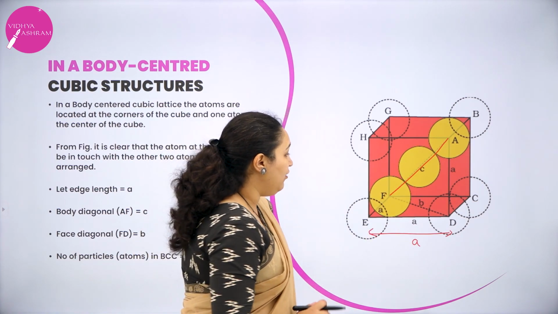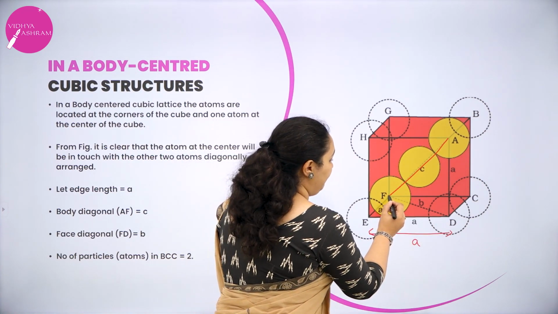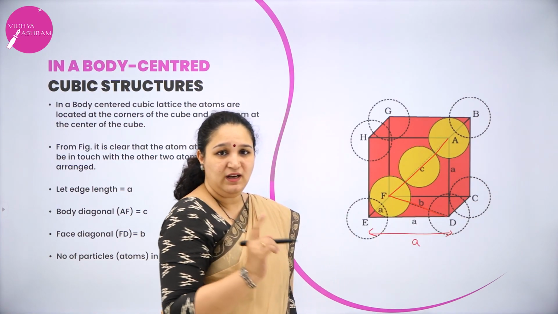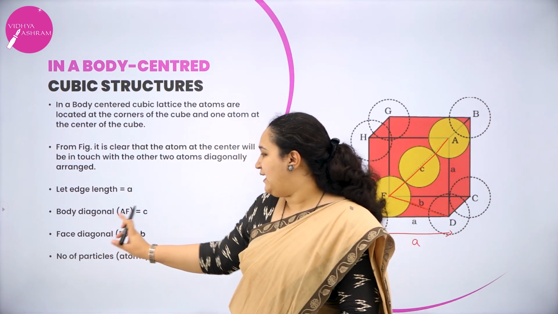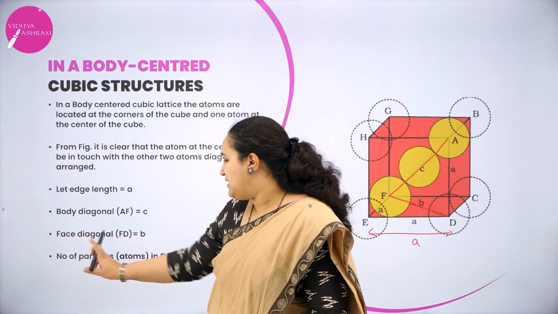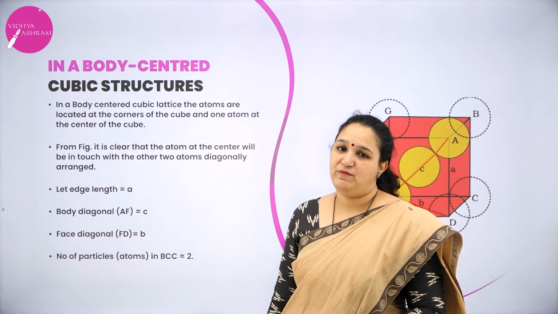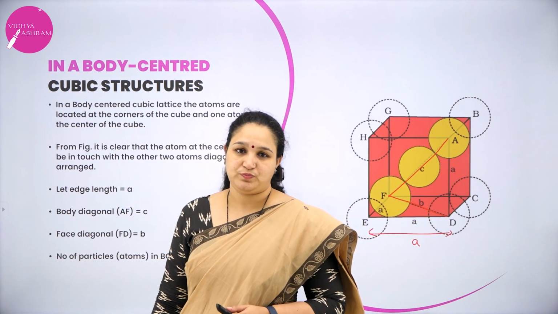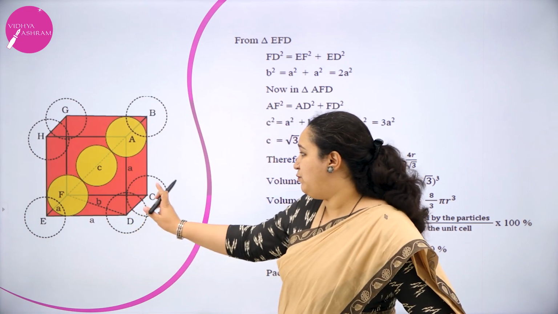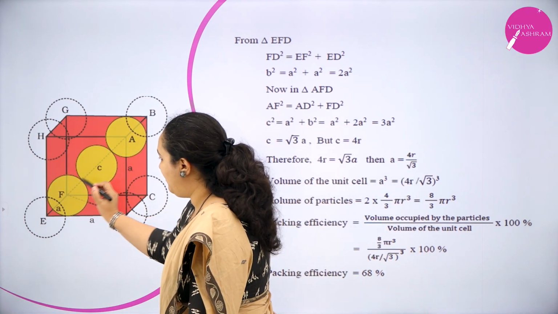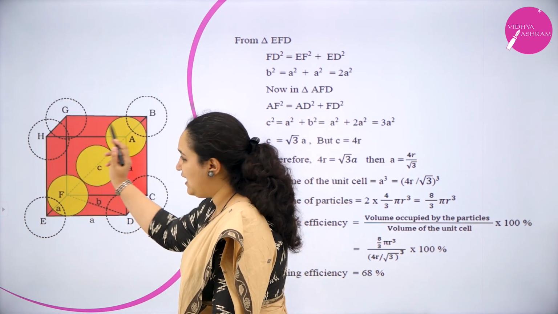Okay. Also, we are considering a face, okay, a face diagonal FD. So you can see, let the edge length be A. Then body diagonal AF is equal to C. Face diagonal FD is equal to B. Number of particles or atoms in BCC, we know the calculation, it is 2. Okay. Now, next, the same diagram I have put up here. Body diagonal AF is C, FD is the face diagonal which is B, and edge lengths are A, which we have considered.